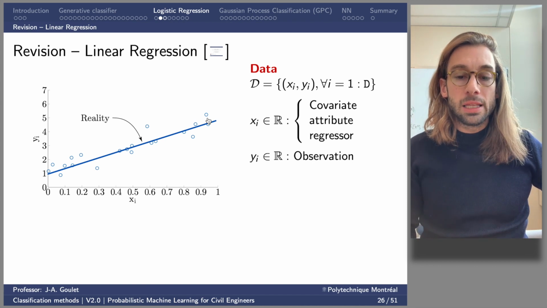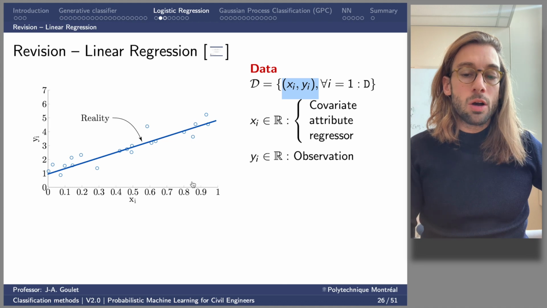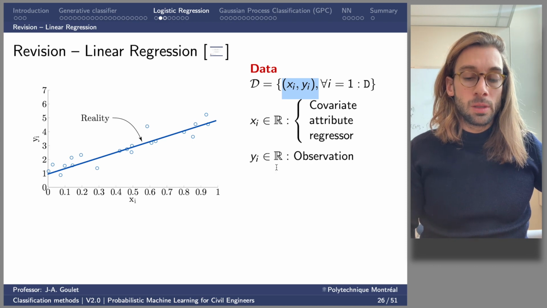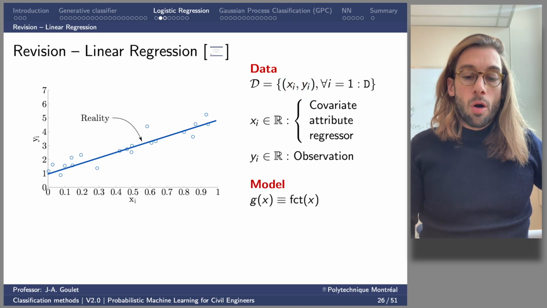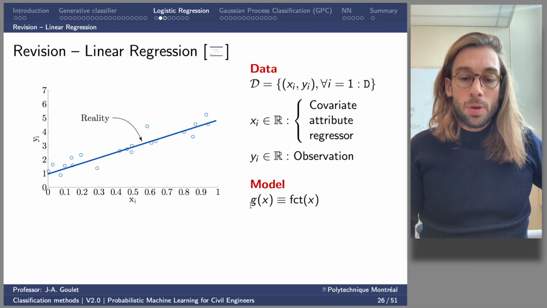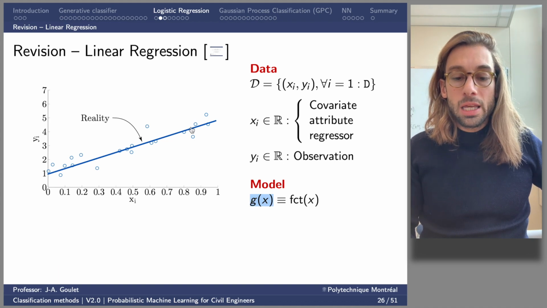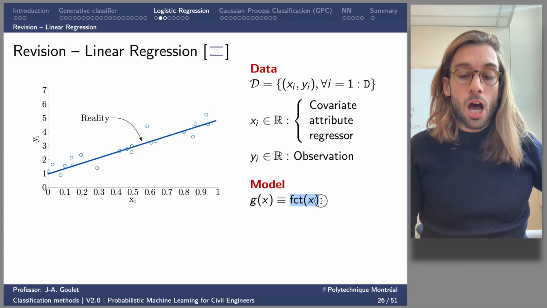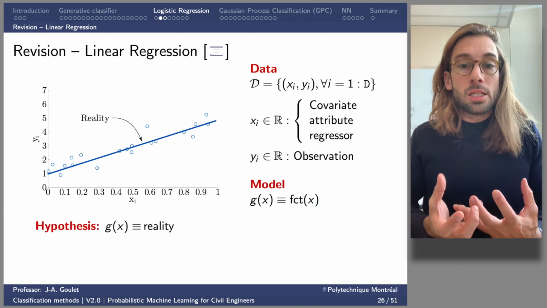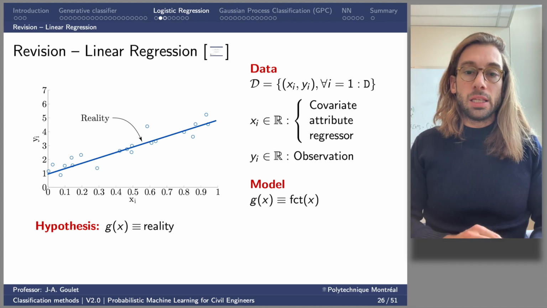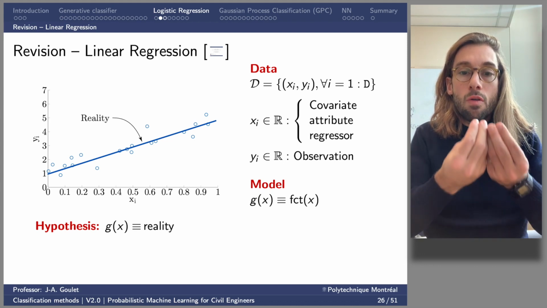So here, our data set consists of all of those points, a set of tuples, which are a covariate value, so the x coordinate, and a y coordinate, the system response, where both x and y are real values, or at least continuous values. So our model here is we want to retrieve g of x, the underlying deterministic function, by modeling it as a parameterized function of the covariate. So here, the hypothesis we have is that g of x, my function, is equal to the reality, okay? There's an underlying true function that exists.